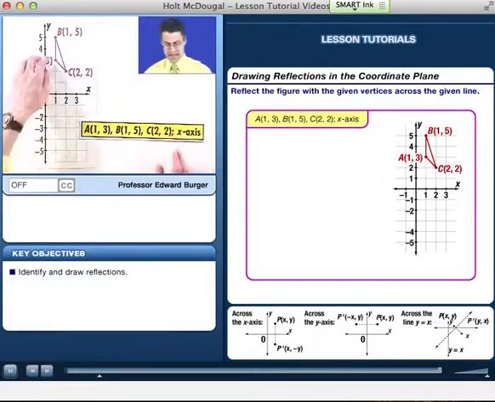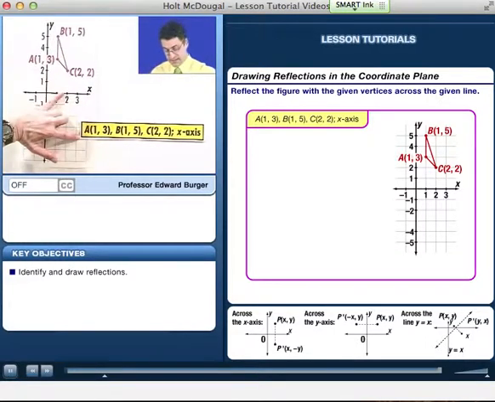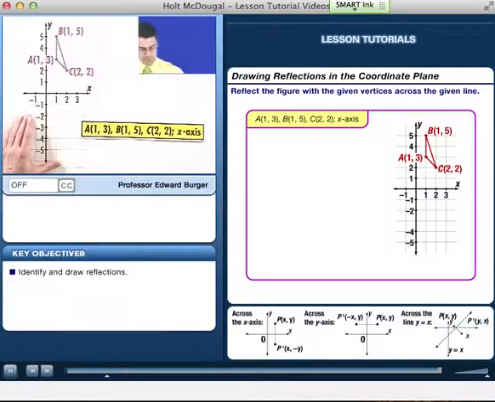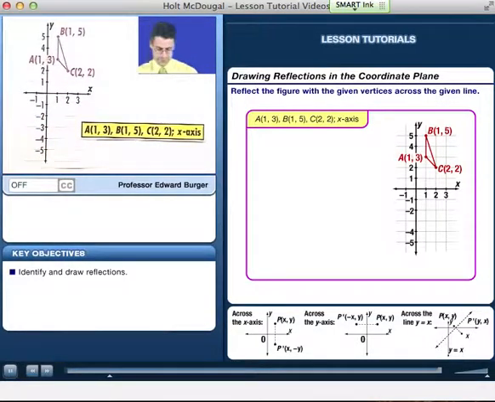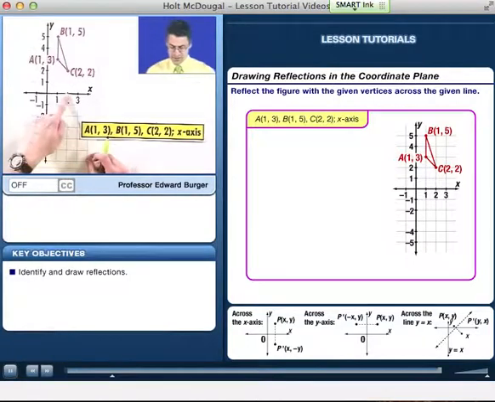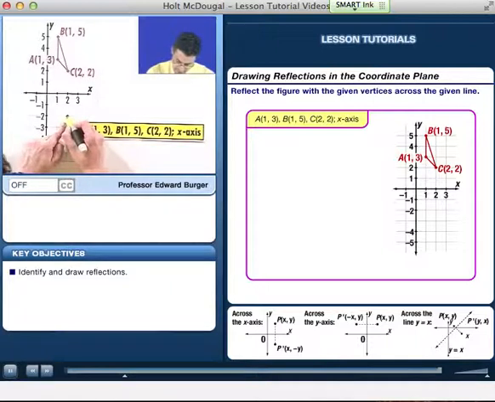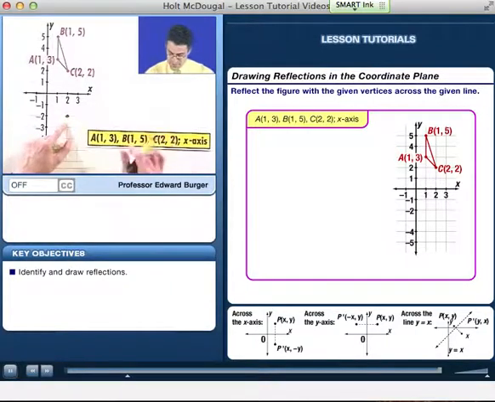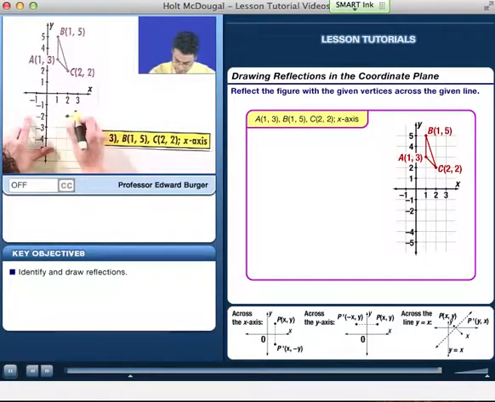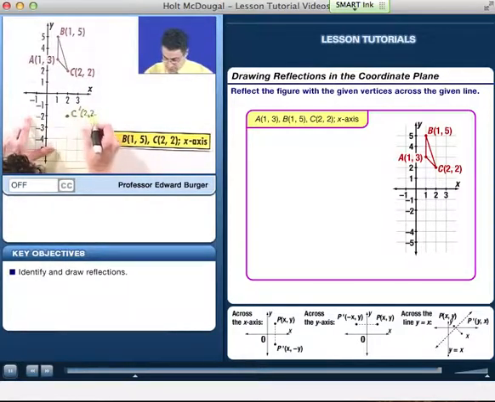And so you can see A, B, C. And what I'd like to do is reflect this over the x-axis. So what does that mean? Where would the points go? Well, for C, I measure the perpendicular distance from C to the x-axis, which is 2. And so I go that many units in the opposite direction, so I go down. And that's going to give me what I'll call C prime, which is (2, -2).